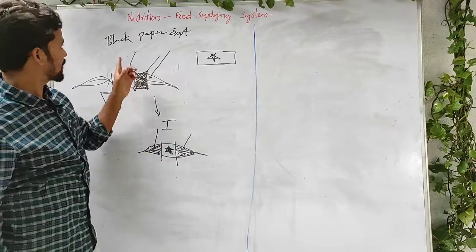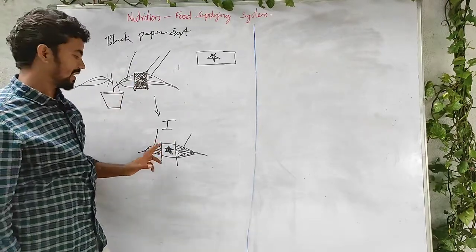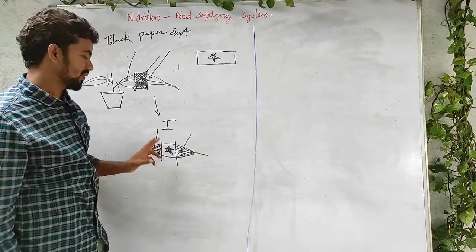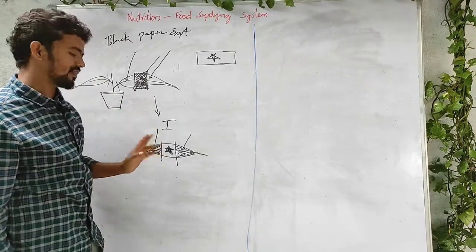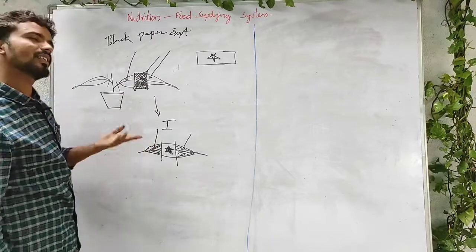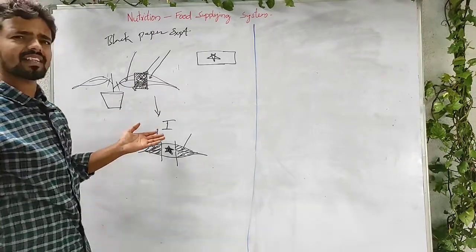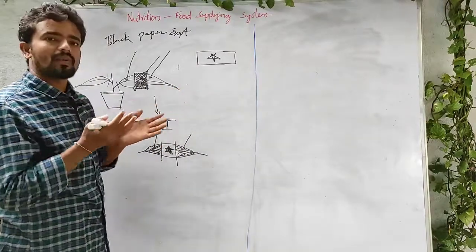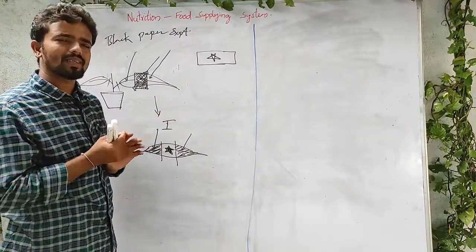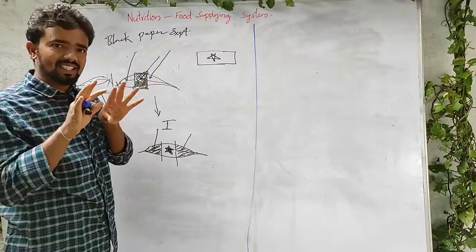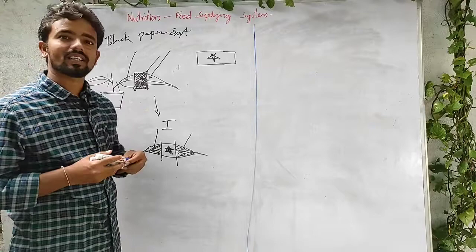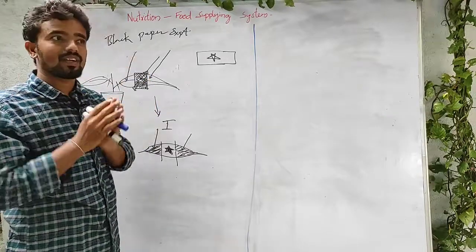By this black paper experiment, we can understand that sunlight is important for the process of photosynthesis. Light is essential for photosynthesis, not only sunlight, any light. When scientists conduct experiments in laboratories, there will not be any sunlight, but artificially we arrange light there. Even in Japan, they do agriculture in apartments, not on land.